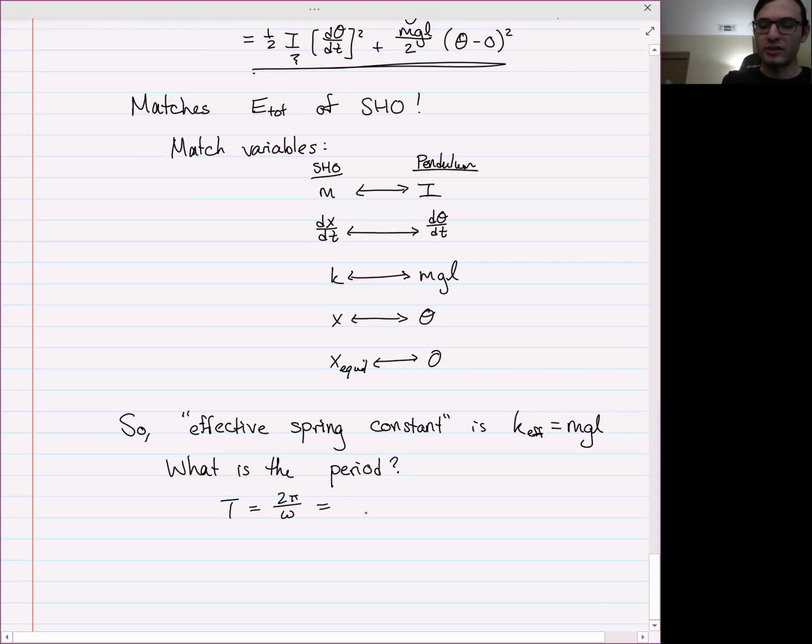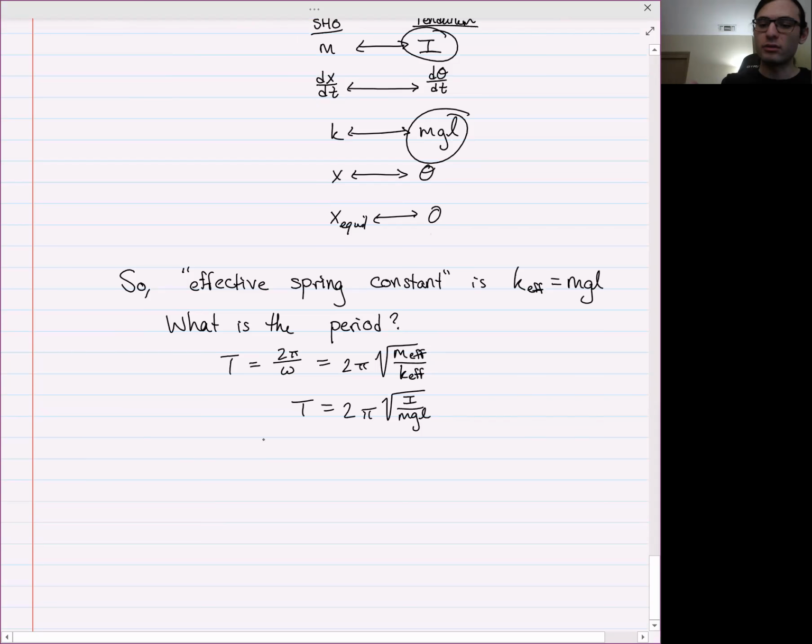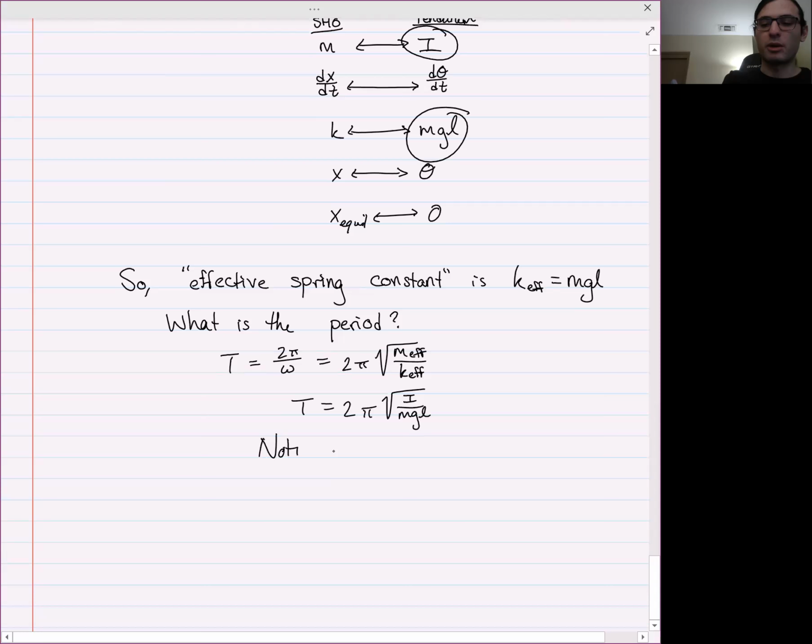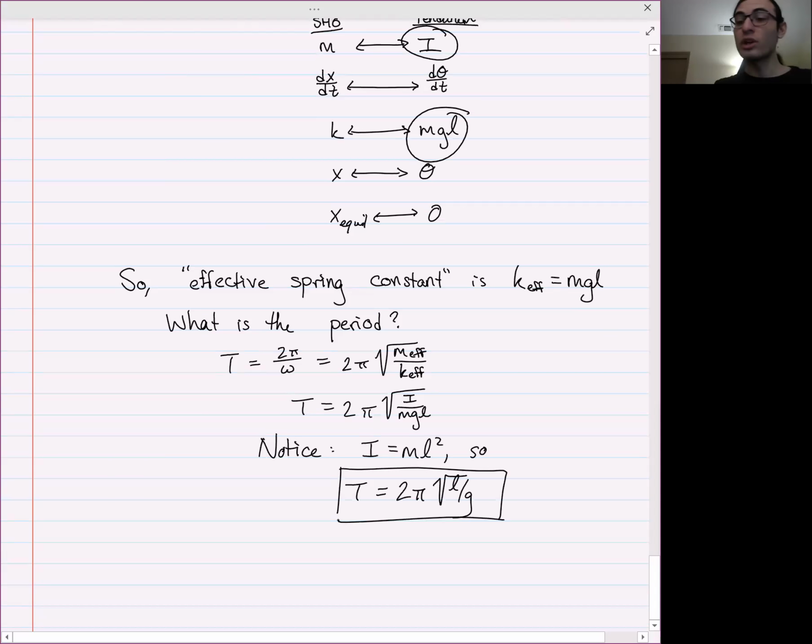So this is 2 pi times the square root of the effective mass of the system divided by the effective spring constant. The effective mass is just the moment of inertia. The effective spring constant is mgL. So the period here is 2 pi times the square root of I divided by mgL. But notice that, again, like before, I is just mL squared. So the period simplifies to 2 pi times the square root of L over g, which agrees with what we had before.